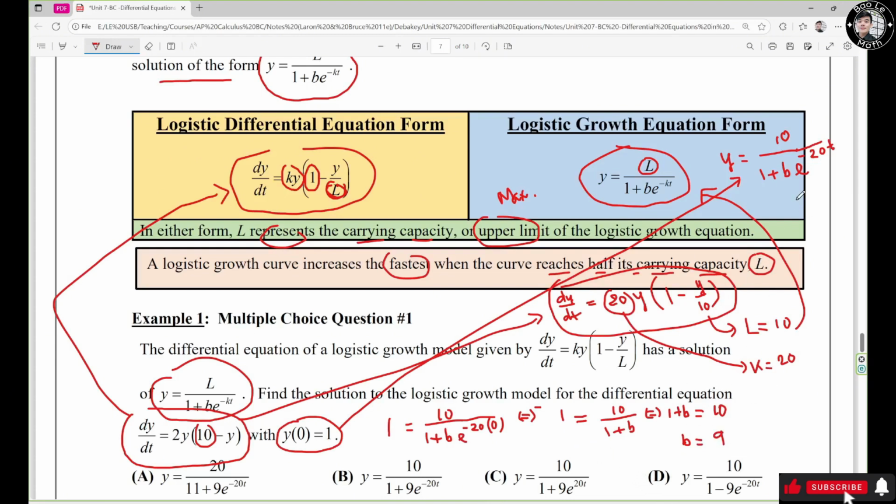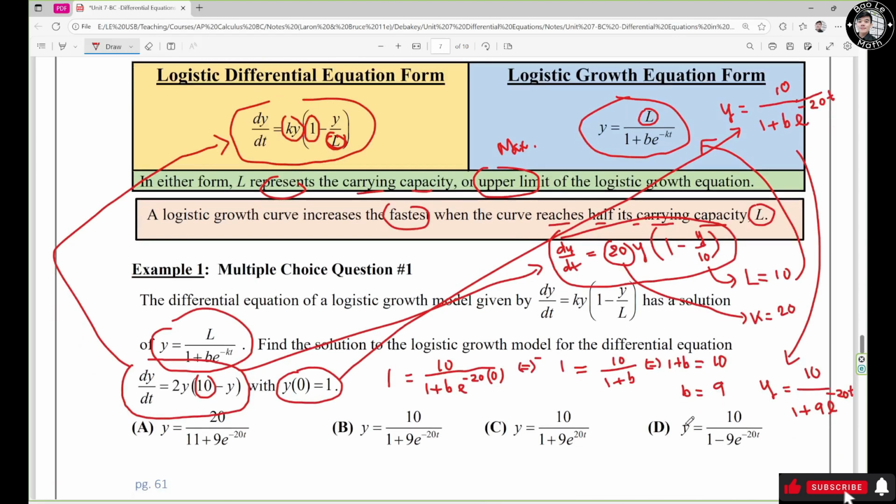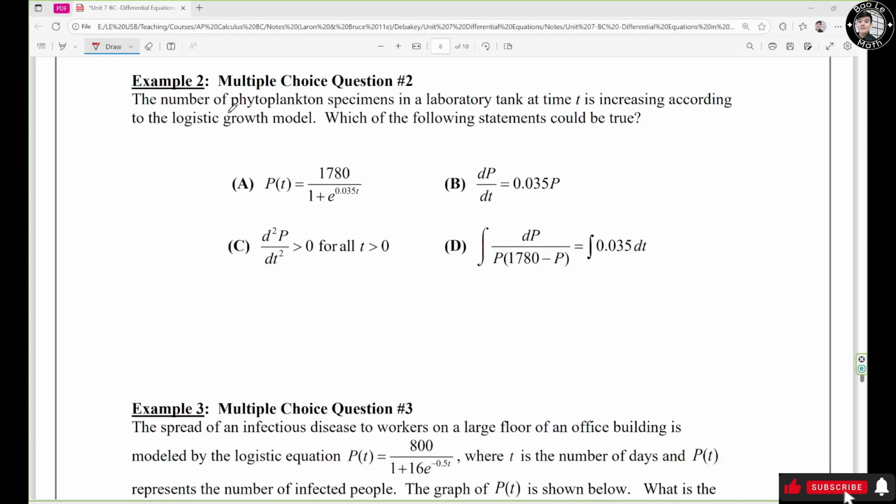So finally you have the answer. It's going to be y equals 10 over 1 plus 9 times e raised to the negative 20t, right? So the answer must be B right here. Now let's move on to example number 2.